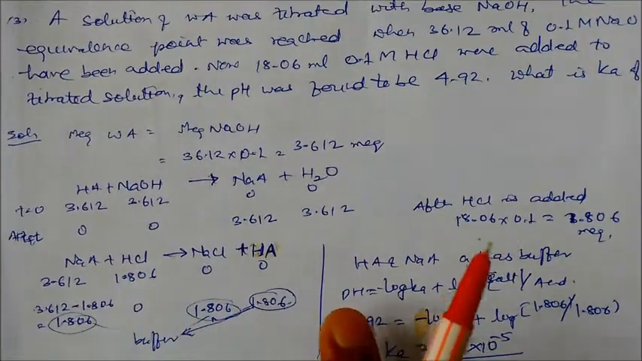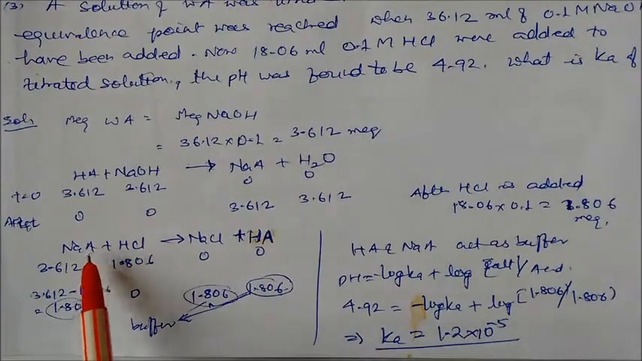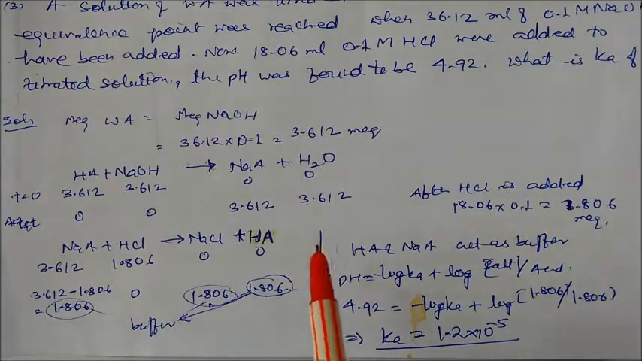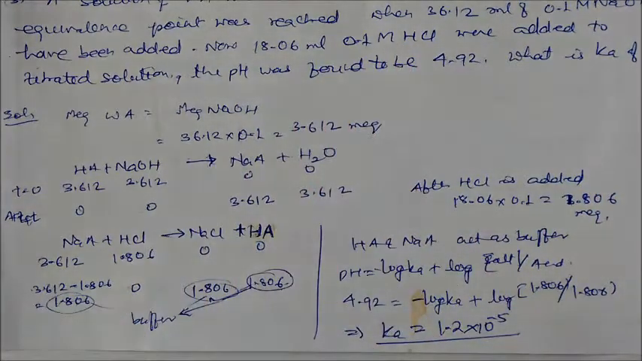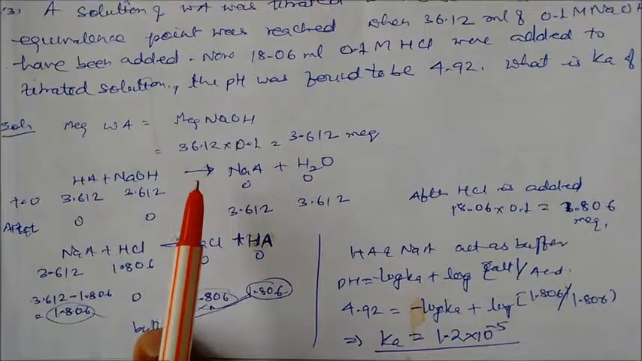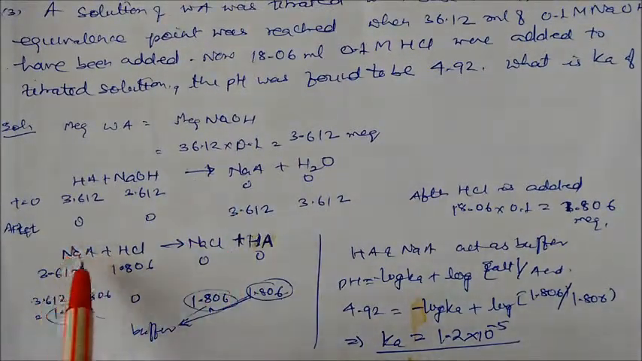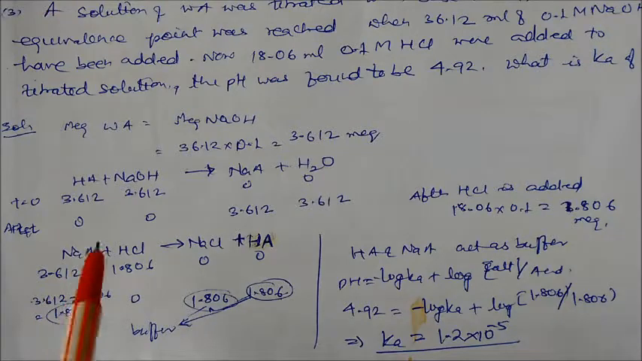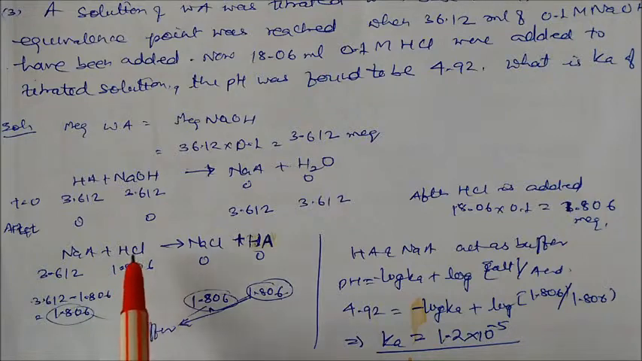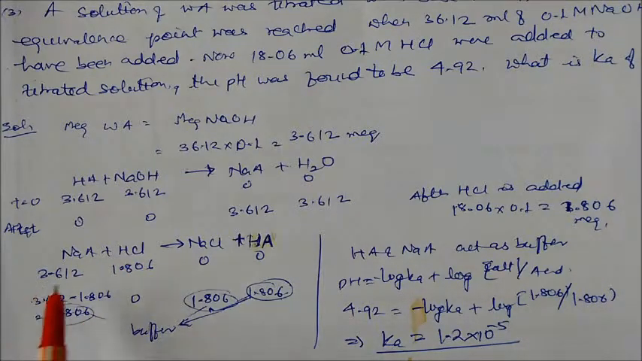Now this salt plus water will react. This is a salt of a weak acid and a strong base, so it can react with HCl. After addition of HCl, that is this much milliequivalents, 118.06, it will form NaCl plus HA. So again it will form the weak acid. The concentration of salt is more and the concentration of the strong acid is less, so they can form a buffer. Whenever the concentration of salt is more than the strong acid, they can form a buffer.